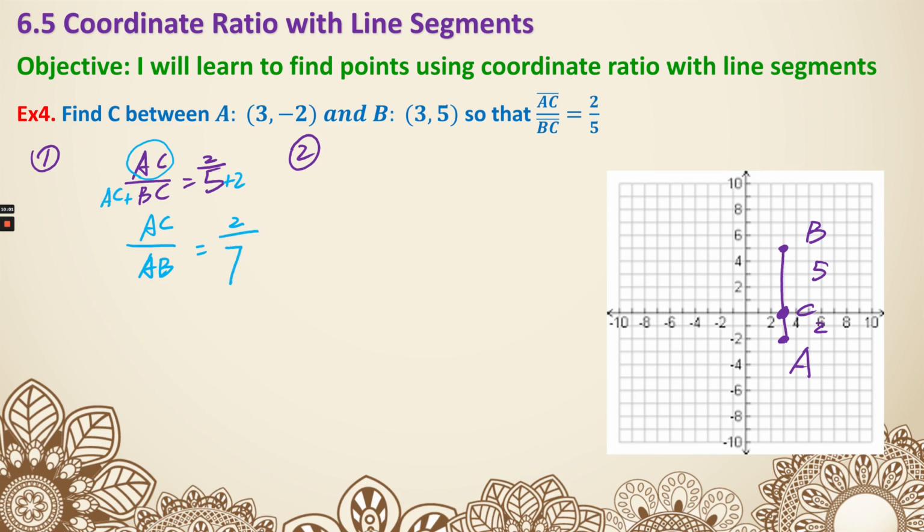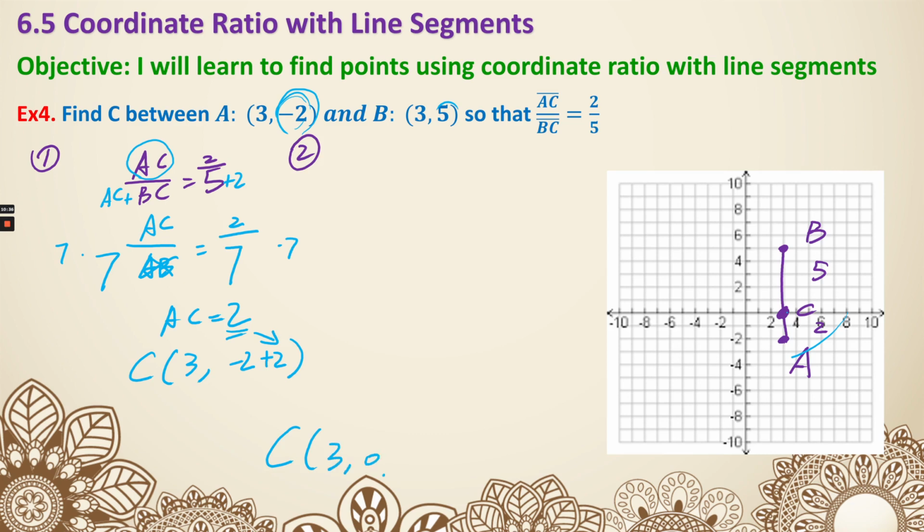But I already know how long AB is. It's -2 to 5, so the whole AB length is actually 7. And I can multiply both sides by 7. AC would have to be 2, which means C is 2 away from A. And since C is above A, I just need to add the 2 onto the y coordinate. So C is going to be 3, then -2, which is the coordinate from A, then add the change, which is 2. That's how I got that part. That's going to give you C as 3, 0. There we go. Now let's actually use the other method.